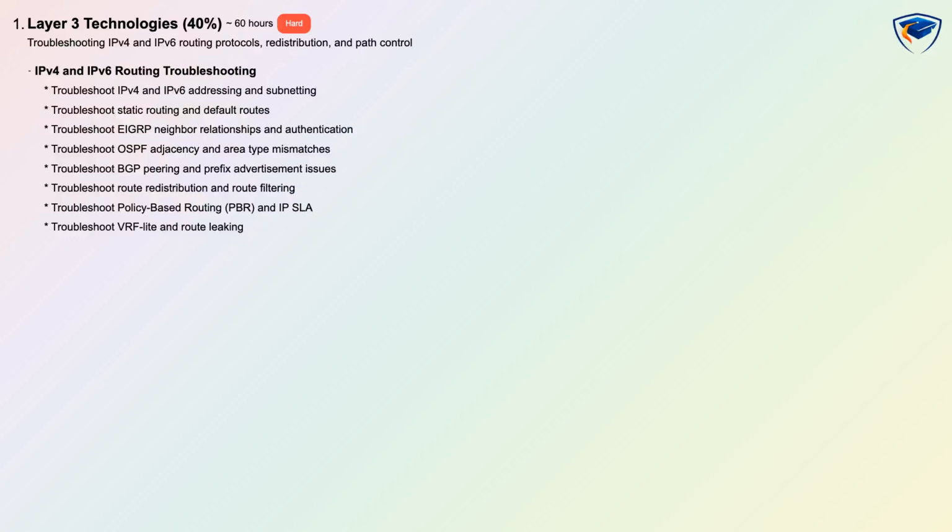The domain also covers route redistribution and filtering, policy-based routing, IP SLA, VRF-Lite, and route leaking so you can control path selection and fix complex reachability issues.